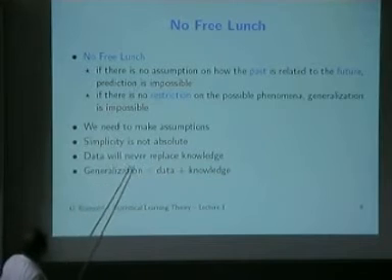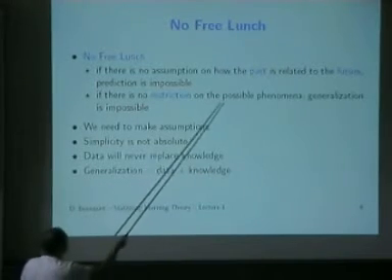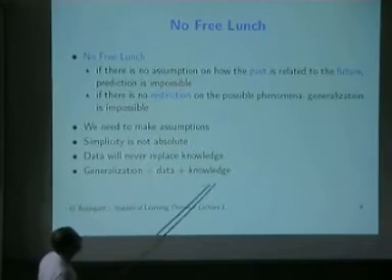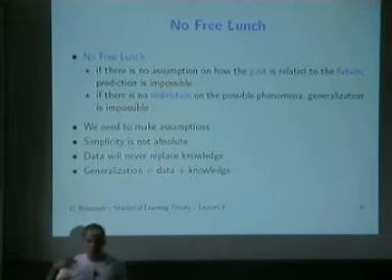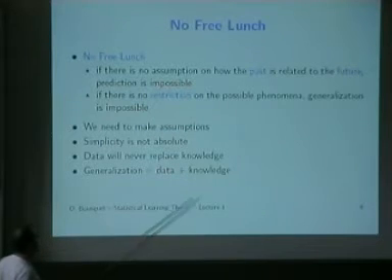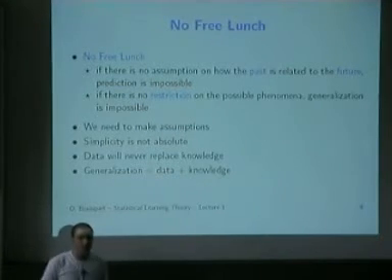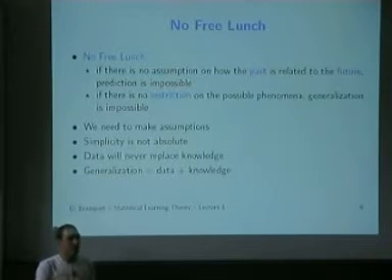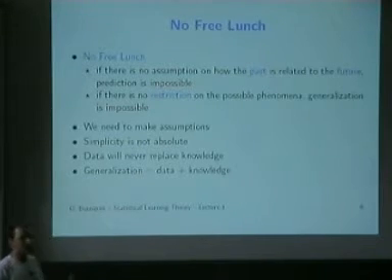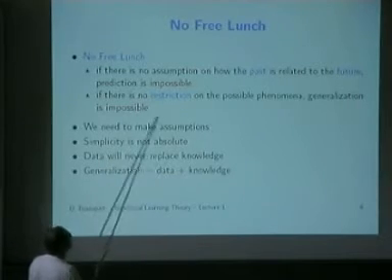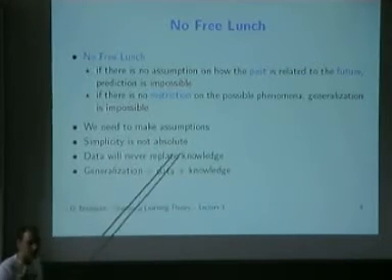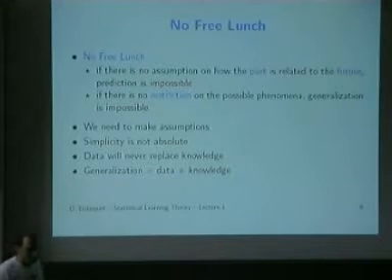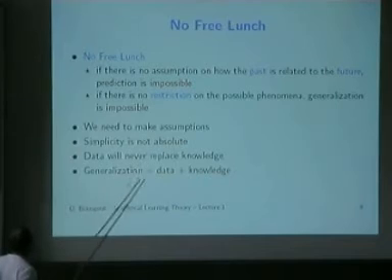Prediction is impossible. Now, even if you have some assumption that the past is related to the future, if you don't make any restriction on the possible phenomena that you will have to cope with, then you cannot really generalize. Because the function that maps the weather of the next day from the weather of the previous day can be arbitrarily complex. And if this is the case, then there is no way that you can find these regularities. I mean, if regularities can be arbitrarily complex, then there is no hope. So we need to make some assumptions.